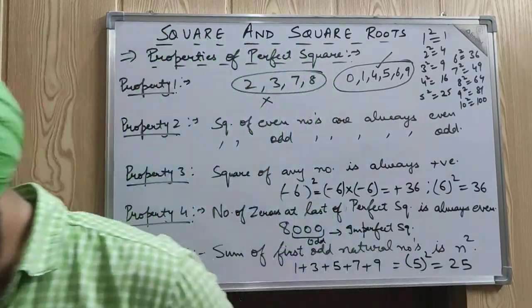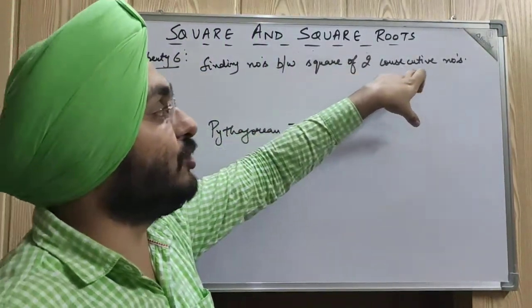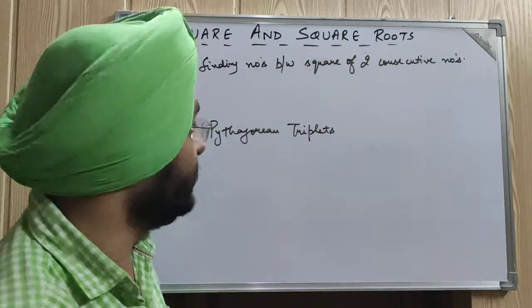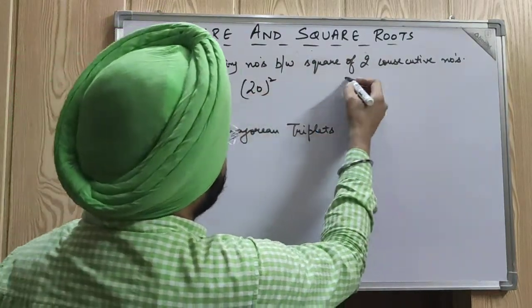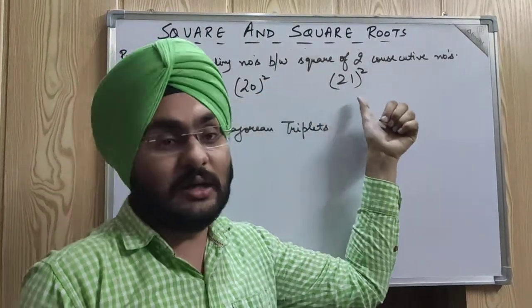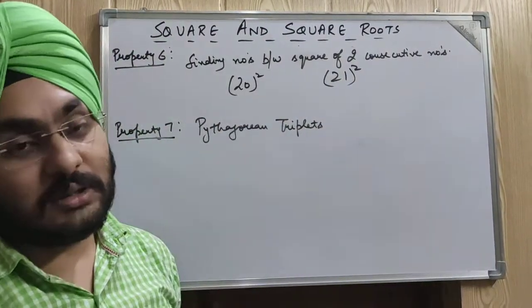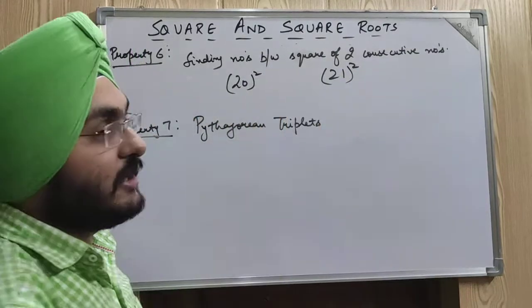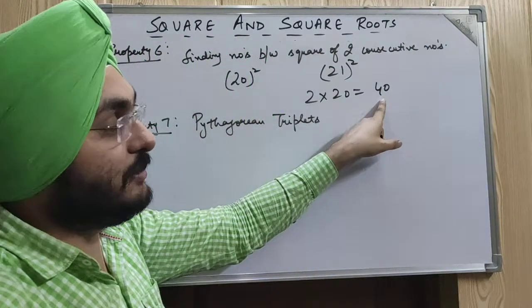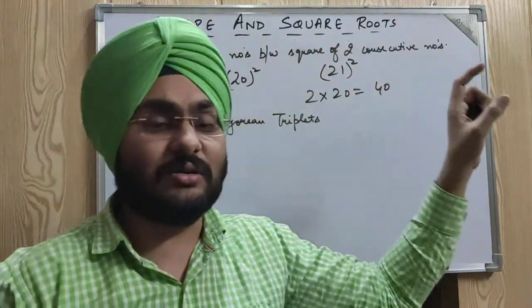Coming to the next property: finding the numbers between the squares of two consecutive numbers. Consecutive numbers come directly after each other. Suppose I take 20 square and 21 square. We have to find the numbers lying between 20 square and 21 square. Just take the smaller of these two numbers, which is 20, and multiply that by 2. So I will say 40 numbers lie between 20 square and 21 square. In this way you can find the answer to any such question.